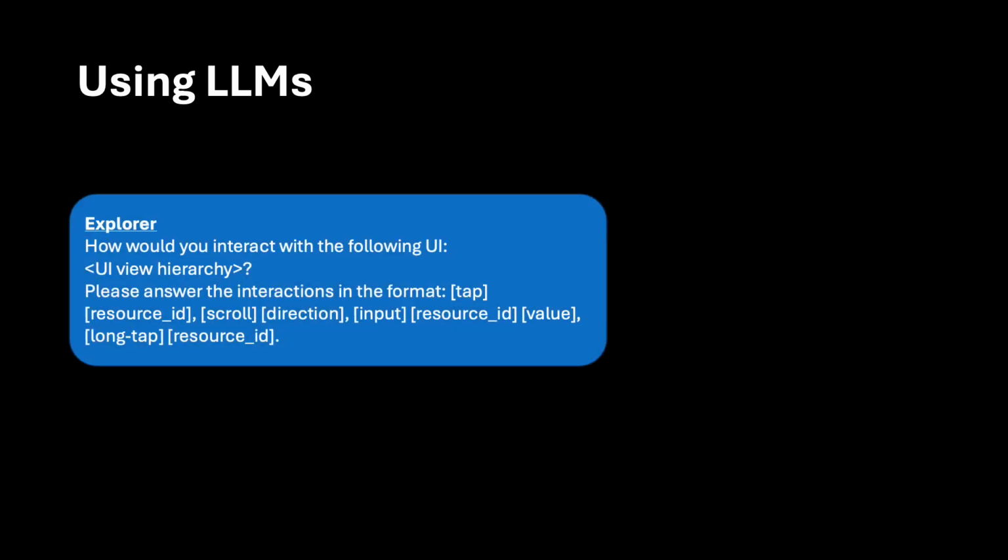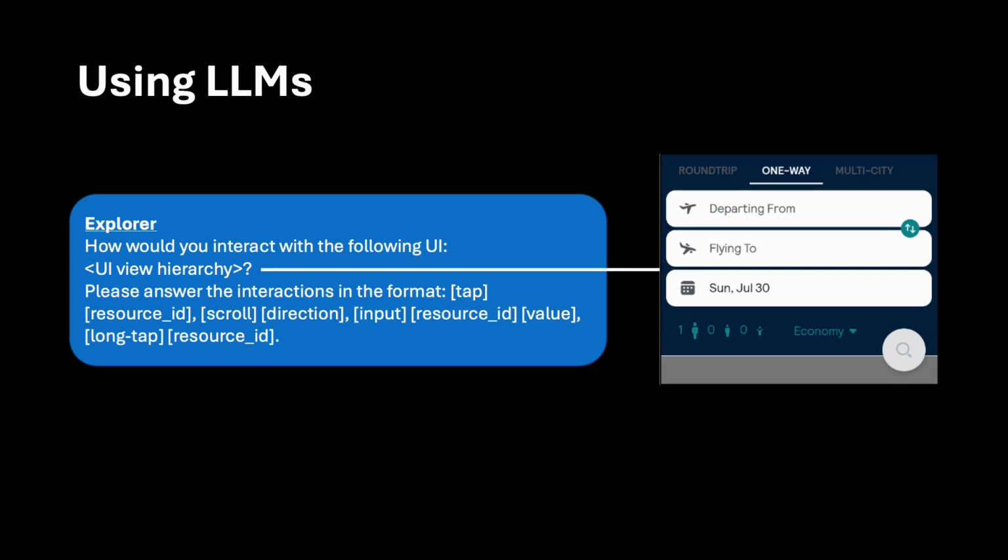When encountering a screen in the app, the explorer asked the LLM, given the view hierarchy, how it would navigate the app. To ensure the response was uniformly understood by the explorer programmatically, we asked the LLM to respond with a specific syntax.